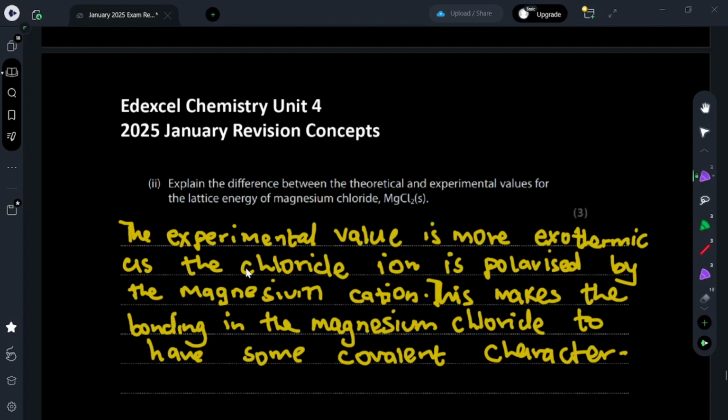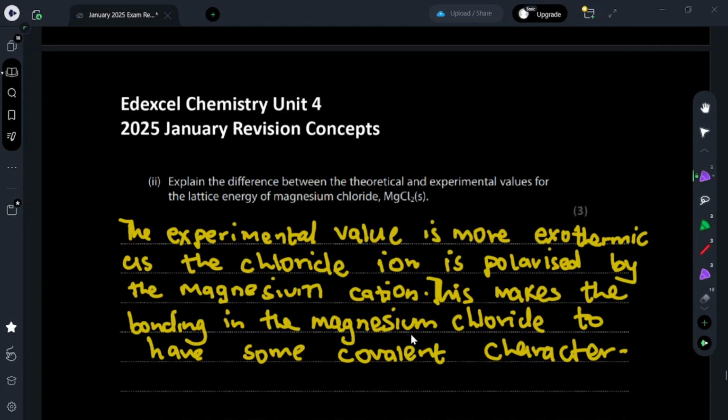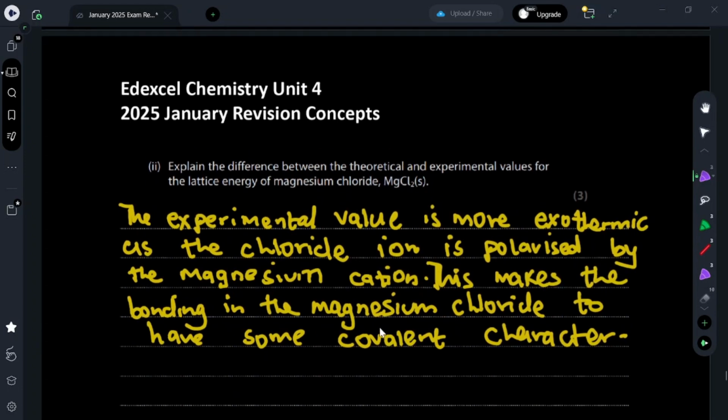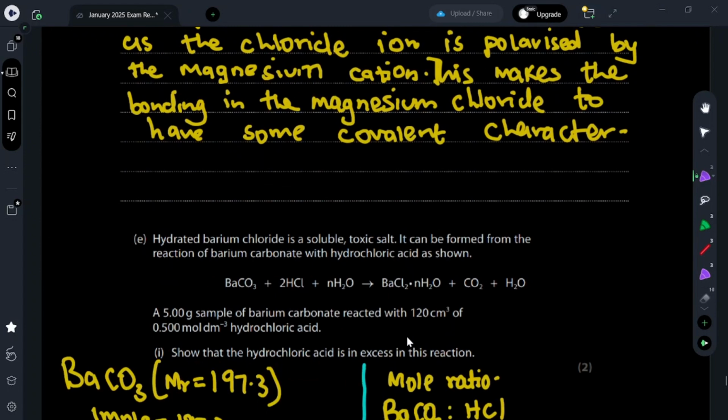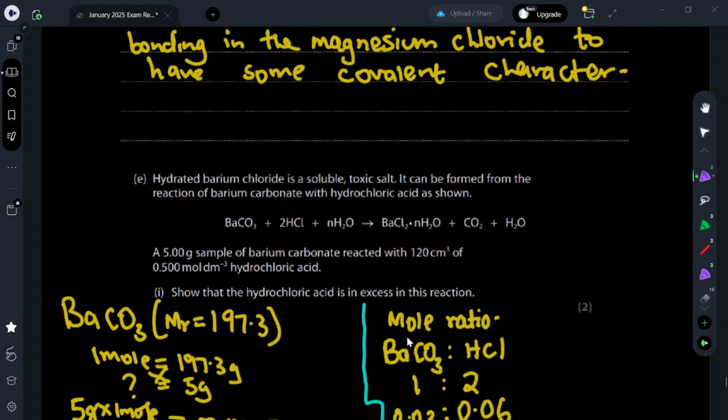This is because the chloride ion is polarized by the magnesium cation, and that gives the bonding in magnesium chloride some covalent character. There is bigger overlap, there is stronger attraction, so more energy is released. That is exothermic. Alright, we move to part E of the question.